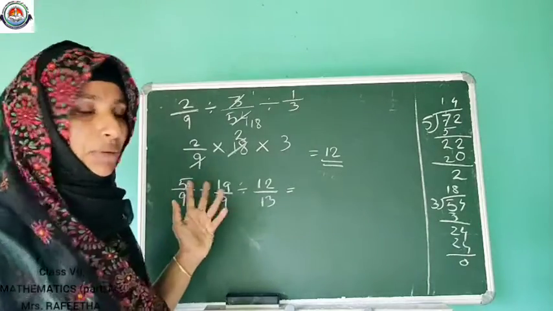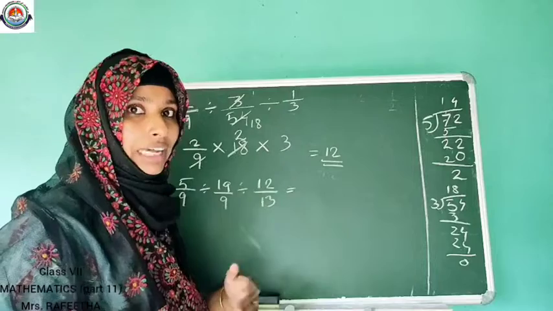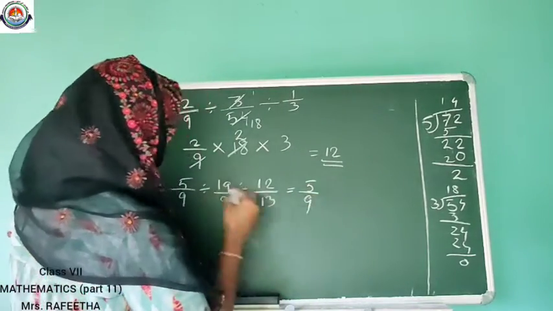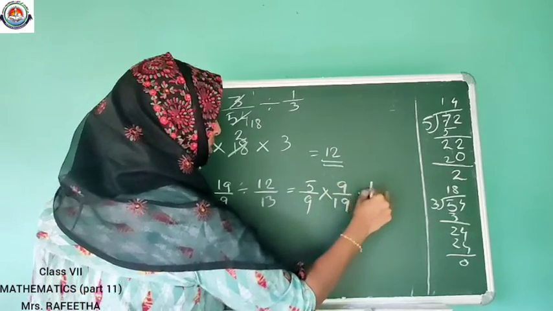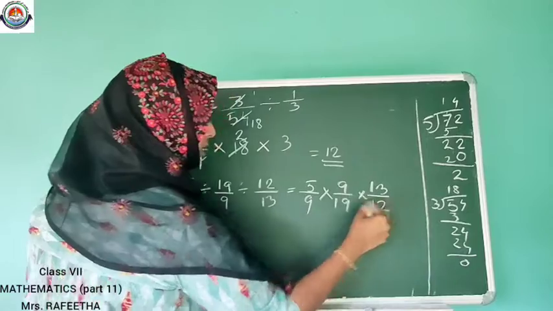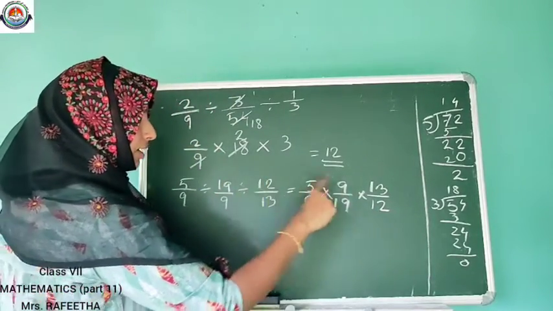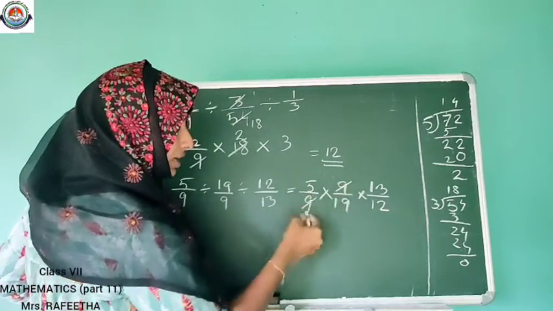Here, there is no relation between the numerators and denominators, so we don't want to eliminate or convert that to the least form. So 5 by 9, instead of division, multiplication, 9 by 19 into 13 by 12. Any doubt? Instead of division, multiplication, we take the reciprocal of this. Now we can cut 9 and 9.